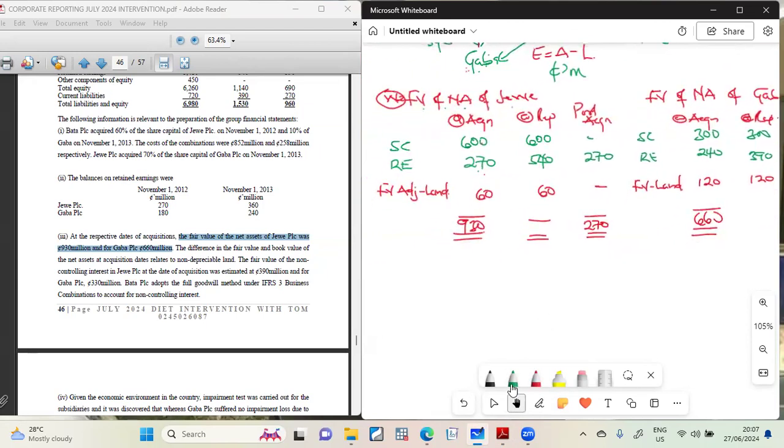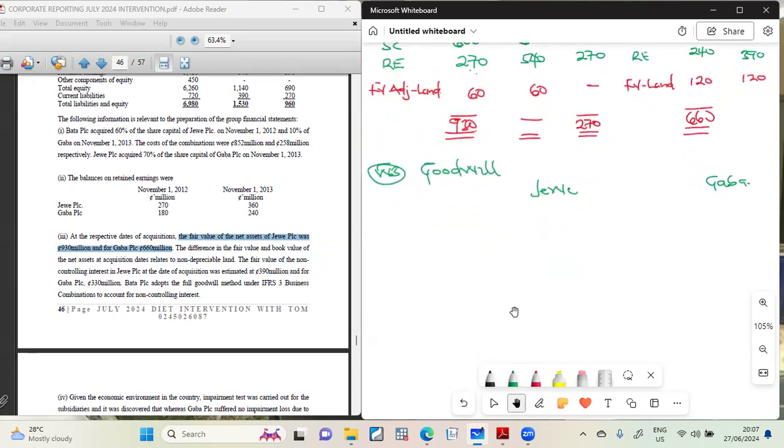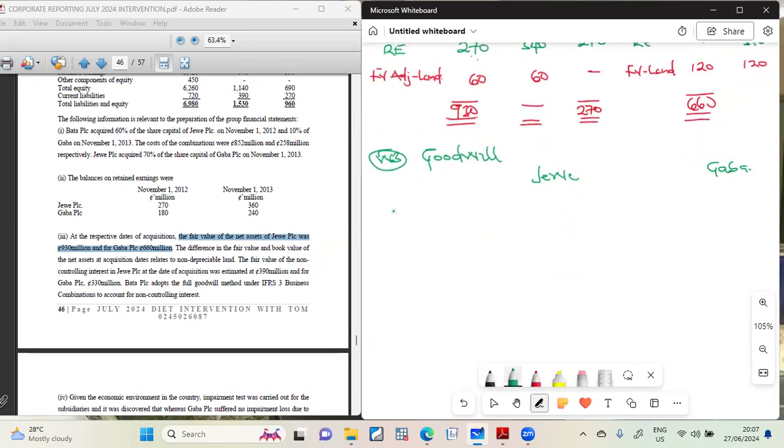All right. Then you have workings 3, goodwill determination. This is where it gets interesting because there are 2 subsidiaries. So goodwill we will do for Jewe and we will do for Gaba. And immediately you finish the goodwill, go and start preparing your balance sheet.